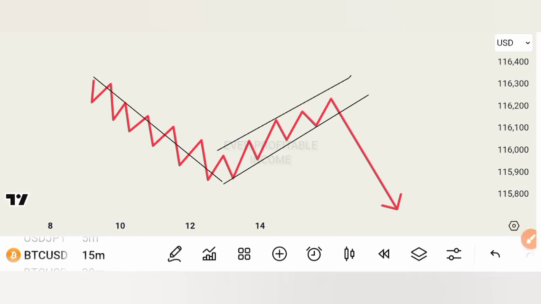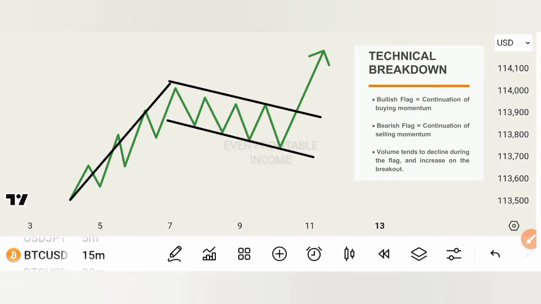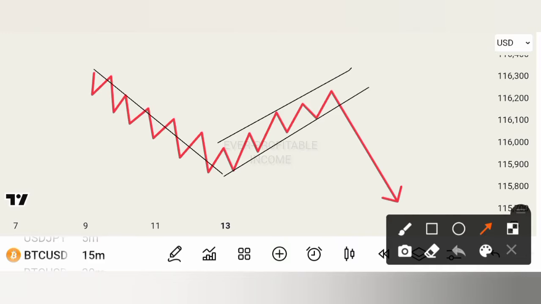Now let's talk about the technical breakdown of these patterns. So the bullish flag pattern indicates continuation of a buying momentum, okay? So what you do in a bullish flag pattern is get ready to buy the breakout of the flag. While the bearish flag pattern is a continuation of a selling momentum. So whenever you see a bearish flag pattern, you get ready to enter a trade to sell and make massive profit.